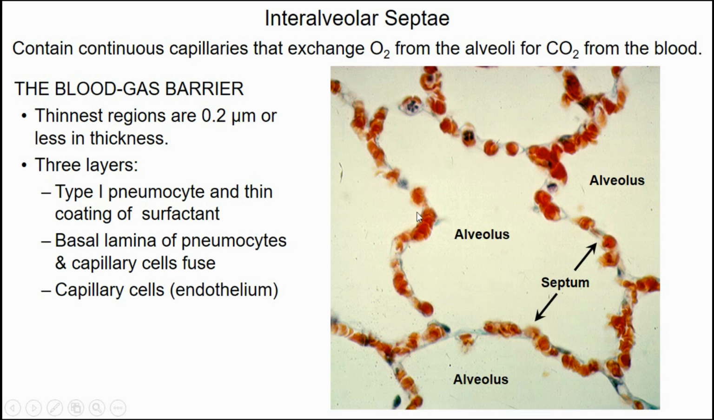So this blood gas barrier, this little division between the capillary and the airway, is as thin as we can possibly make it. Basically 0.2 microns in thickness. And yet there's 3 layers there. There's a type 1 pneumocyte in the airway, there's a fused basal lamina, and then a capillary endothelial flat cell in the actual vascular space.